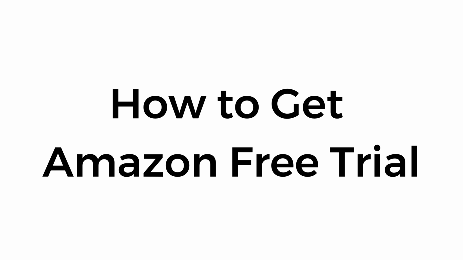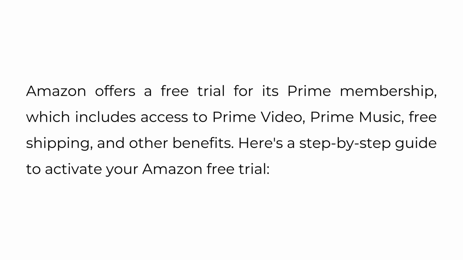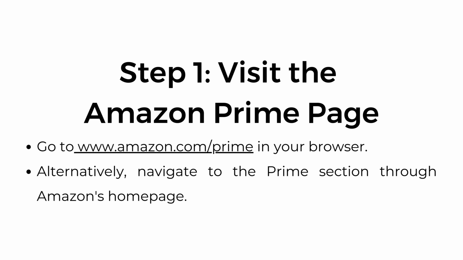How to get Amazon free trial. Amazon offers a free trial for its Prime membership, which includes access to Prime Video, Prime Music, free shipping, and other benefits. Here's a step-by-step guide to activate your Amazon free trial. Step 1. Visit the Amazon Prime page. Go to www.amazon.com/prime in your browser. Alternatively, navigate to the Prime section through Amazon's homepage.